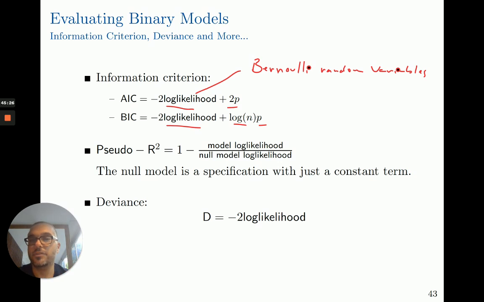Okay. There's also the pseudo R squared, that's 1 minus the model likelihood over the null model likelihood, and the null model is just a model with a constant. You also can look at the deviance, that's just minus 2 times the log likelihood. Okay, these are other metrics that we can use to compare models.